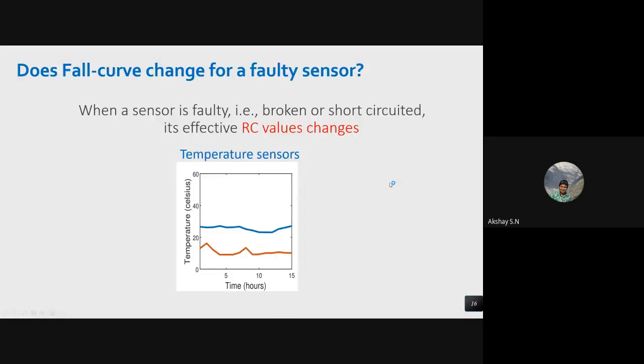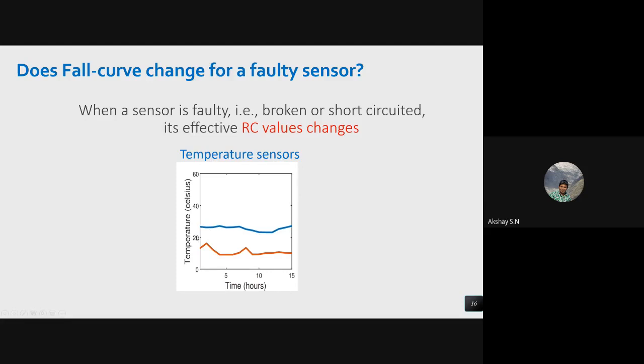The third question which can come up is: does this fall curve change for a faulty sensor? That's our key property which we are looking for. That is, this fingerprint that we are devising should change if there is a fault in the sensor, correct? So let me explain that. When a sensor is faulty, imagine a sensor is broken or short circuited. In that case, the effective R and C values also change, which would then show up in the fall curve.